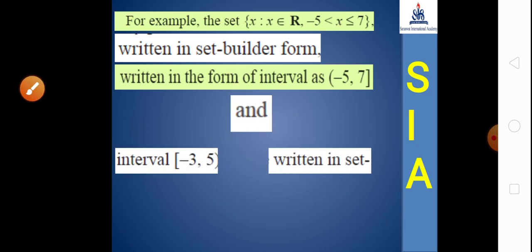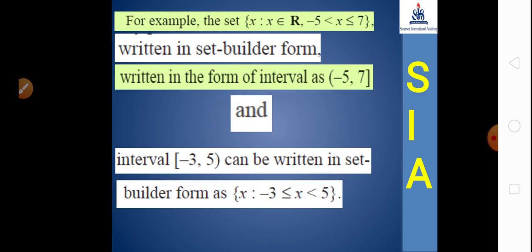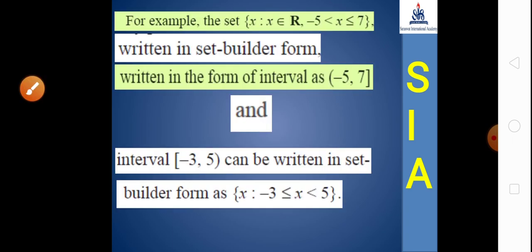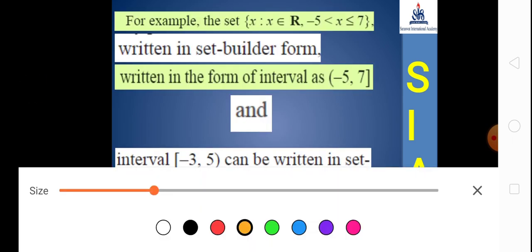One more example I give you: closed bracket minus 3 to open bracket 5. It means minus 3 is counted, 5 is not counted. So I will draw this also. If you draw, then you can easily understand its meaning.